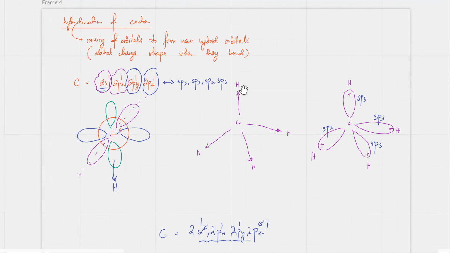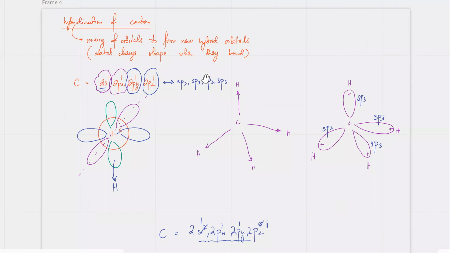So what you do is you stop calling them the 2s, 2px, 2py, and 2pz, because they refer to a very specific shape, but that shape is now gone. So you still have an orbital, you still have four electrons, except that you have to give that orbital a different name. Because all four now look kind of identical, you give them the same name.